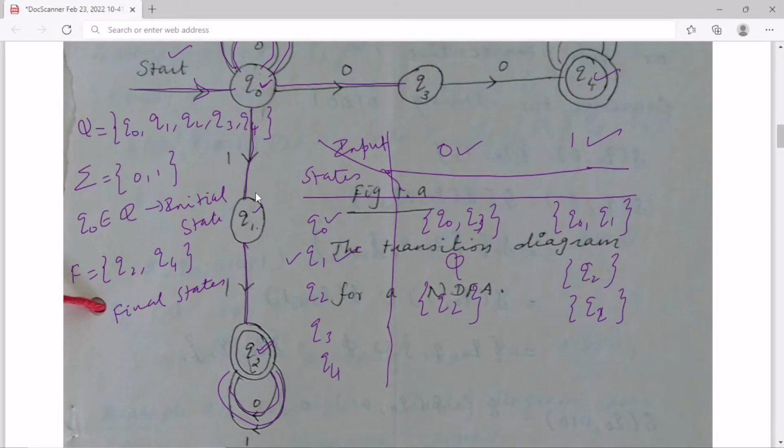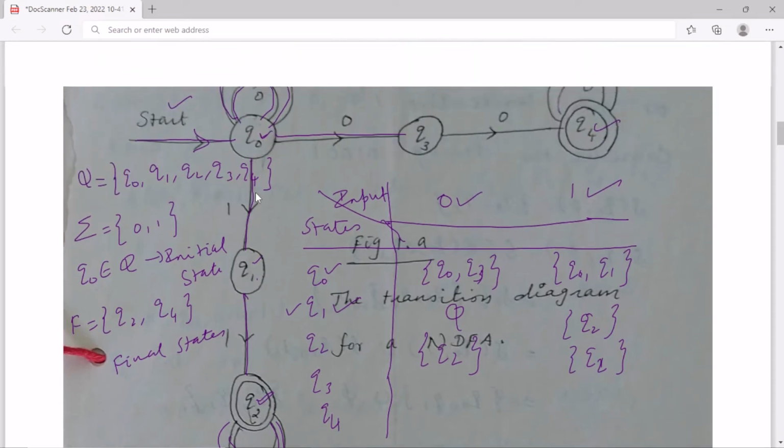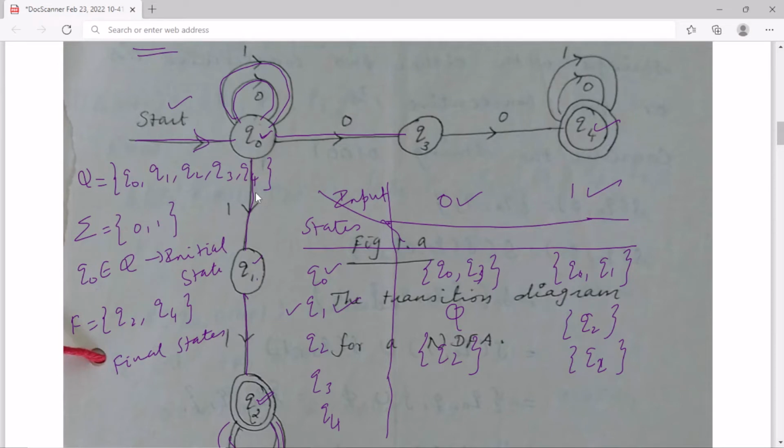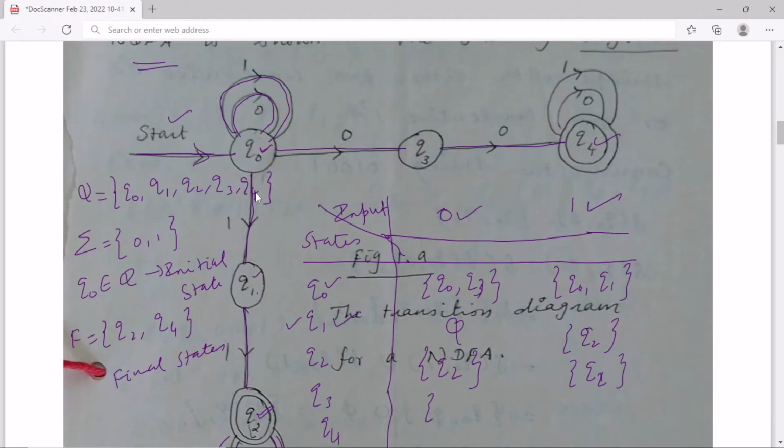Next, let me move on to Q3. In Q3, if you read the symbol 0, what happens? You go to the next state, only one path. You move on to the next state Q4. Next, in Q3, if you read input symbol 1, no path exists. Which means empty set phi.